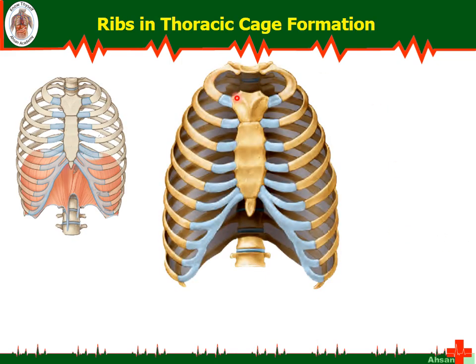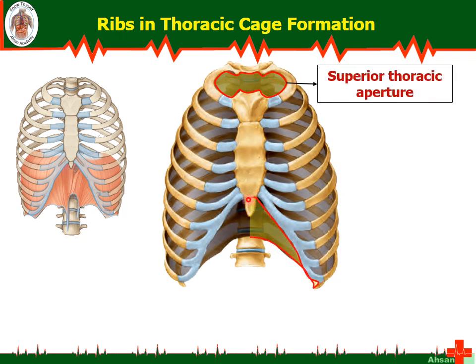You see, this is the thoracic cage. The ribs contribute most in the formation of the thoracic cage. You see, this is the inlet, also known as the superior thoracic aperture. It is bound posteriorly by the first thoracic vertebral body, then the inner border of the first rib, the costal cartilage, and the superior border of the sternum, making this opening. These are the boundaries. If you look below, this is the xiphisternal junction.